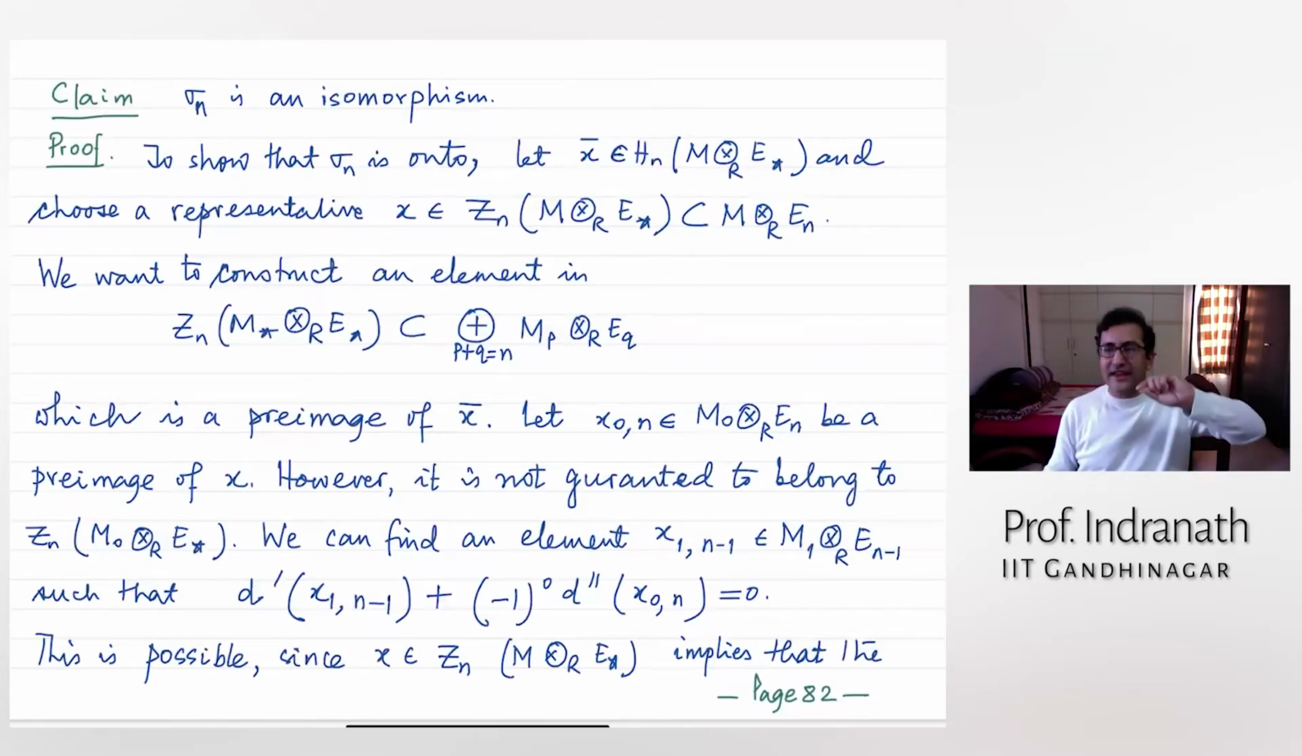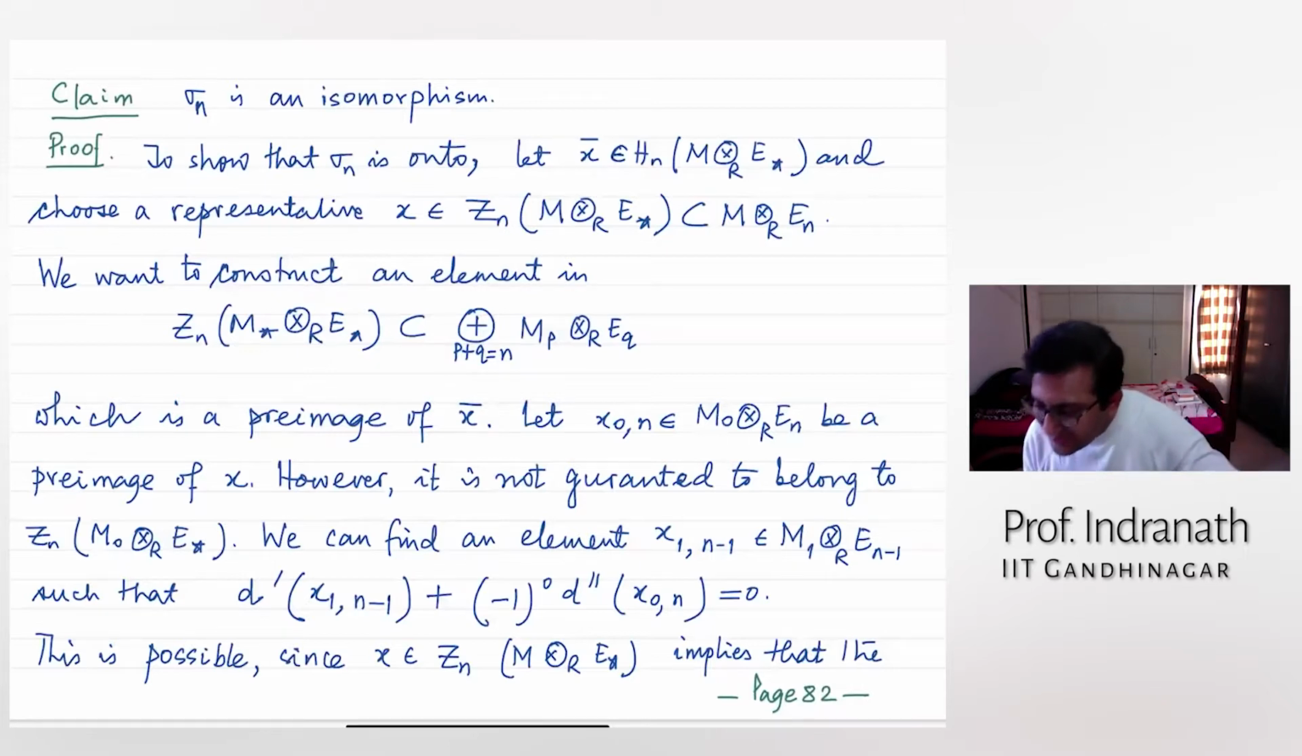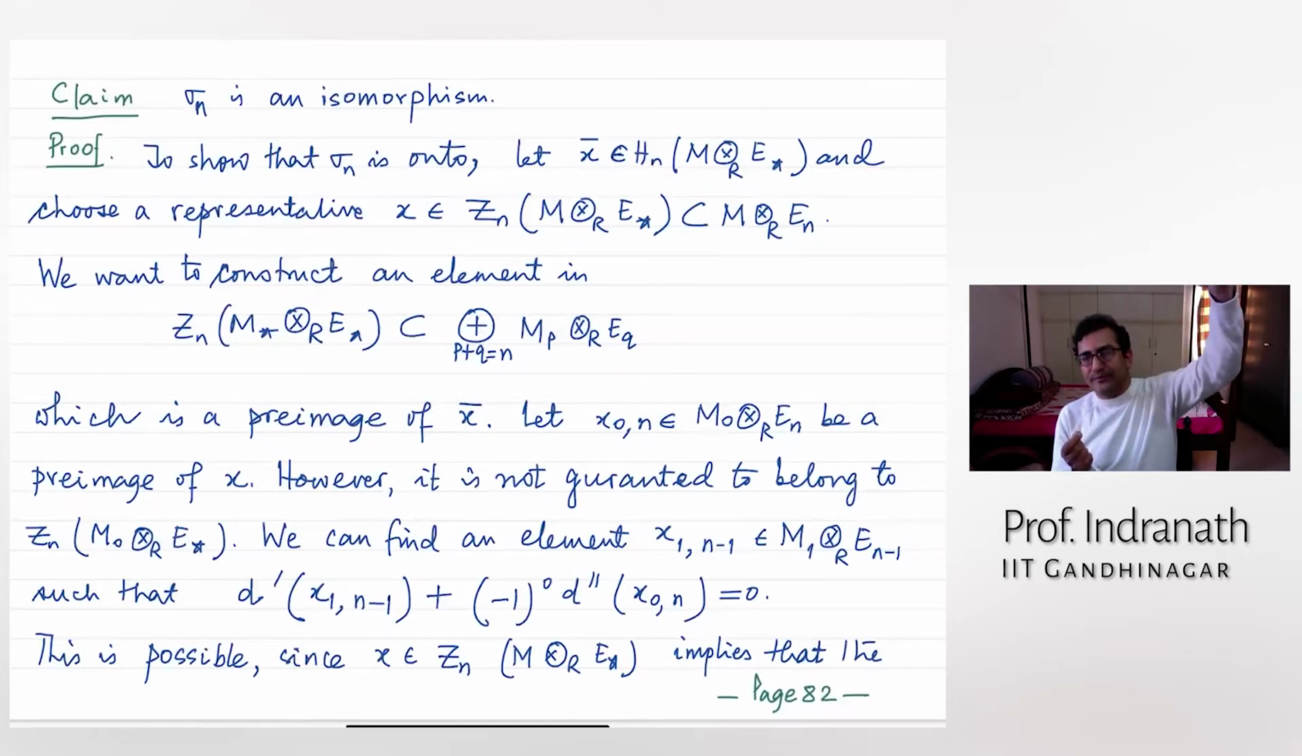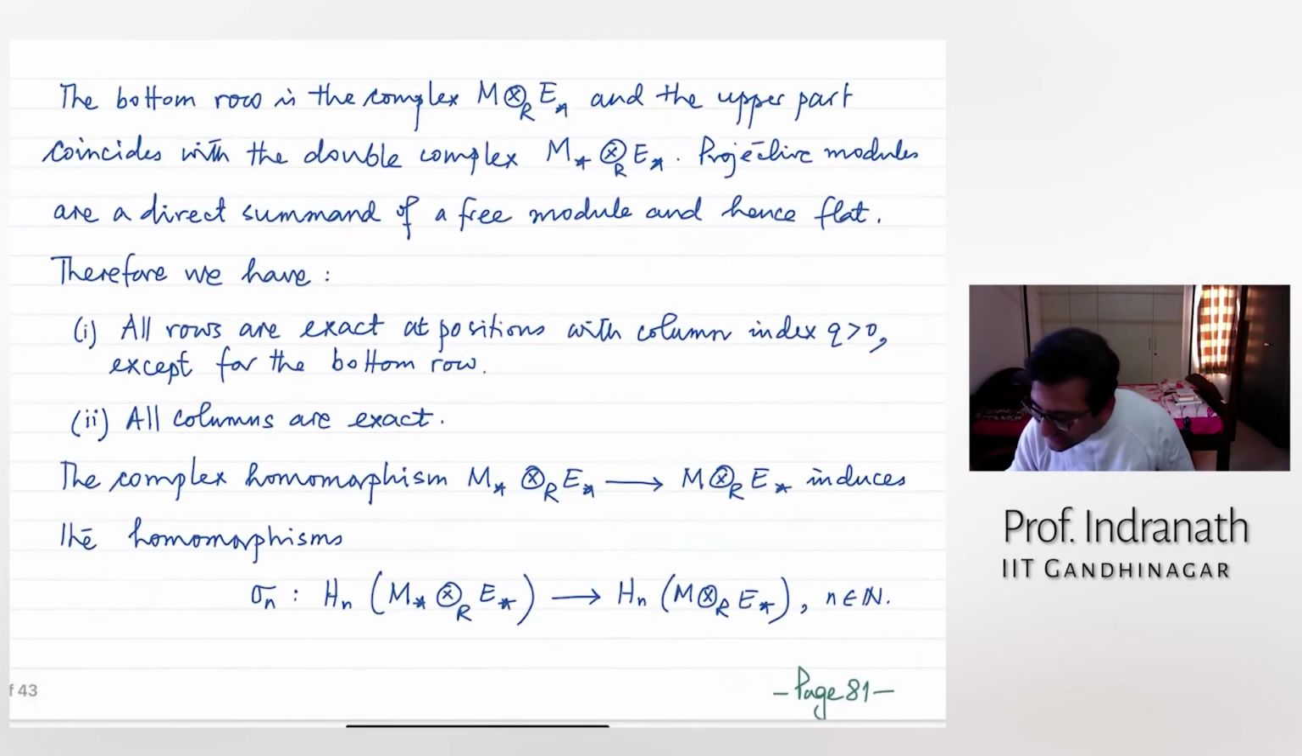Now the idea is, I'll tell you what the idea is. At each stage you have to go up. But the only challenge is you do not know, you can see this, right? You want to find a pre-image, but you basically have to come up at each stage, because your isomorphism is from the homology of the double complex to that of this bottom row.